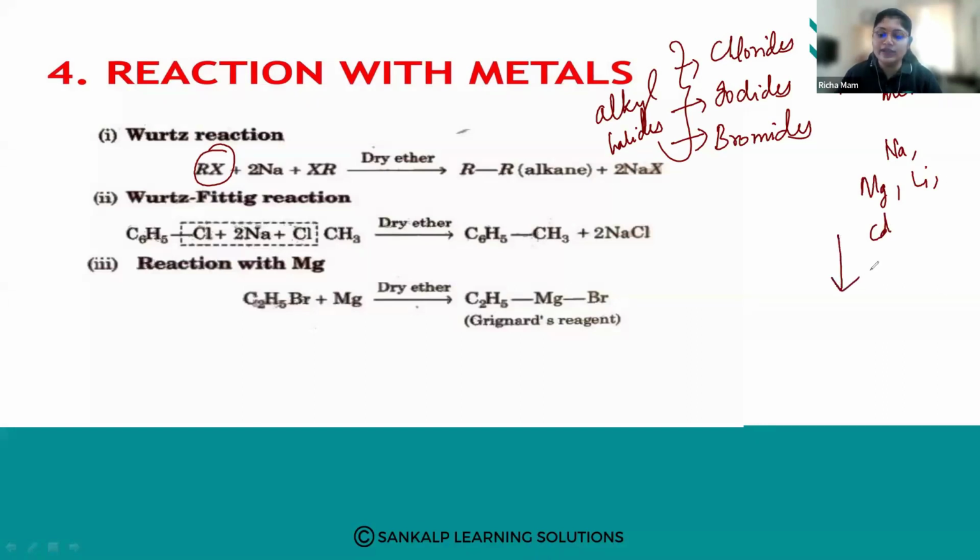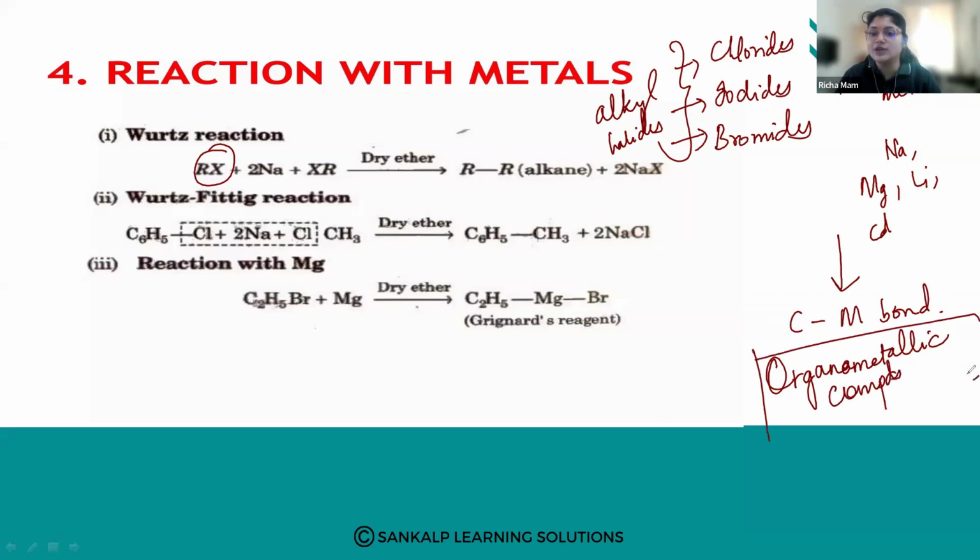And they will give you a carbon metal bond. What type of compound do they form? These compounds are termed carbon metal compounds, and they are called organometallic compounds. So whenever a carbon and metal bond is formed, remember that, they are called organometallic compounds.